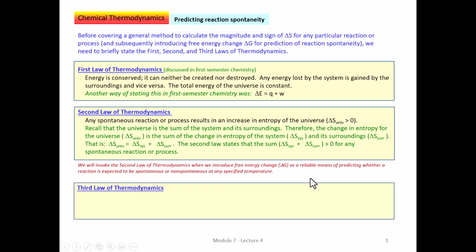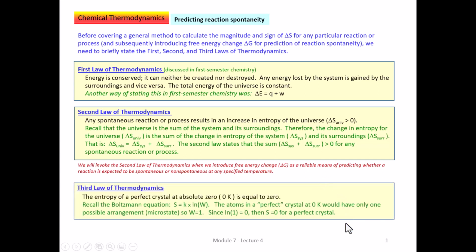How about the third law of thermodynamics? The third law of thermodynamics will help us actually calculate values of delta S for reactions and processes because it defines what an entropy of 0 would mean. The entropy of a perfect crystal at absolute 0 temperature, 0 K, is equal to 0. So this gives us a baseline to base entropy values for all the substances that we're familiar with.